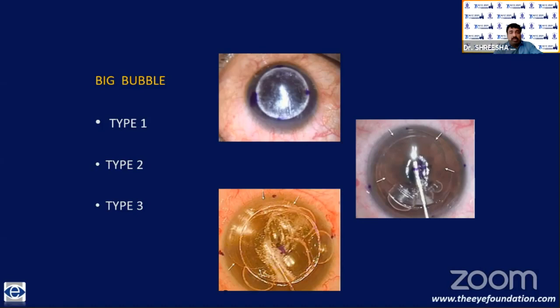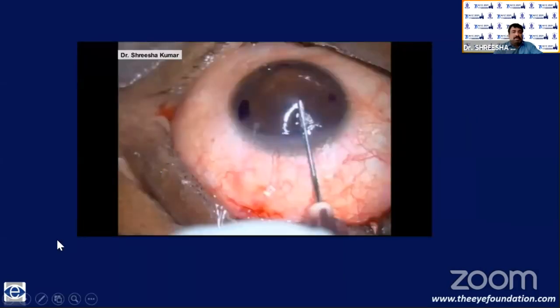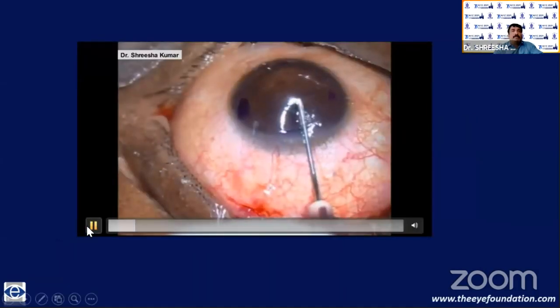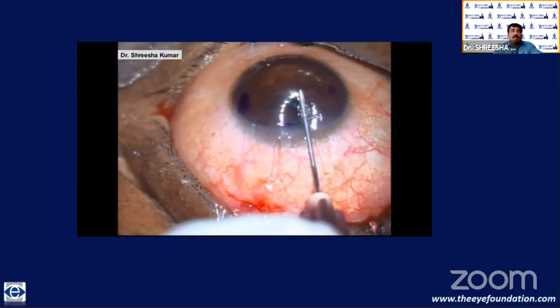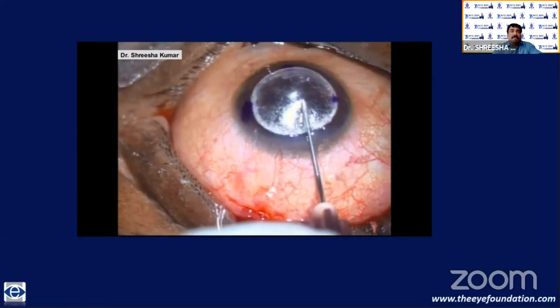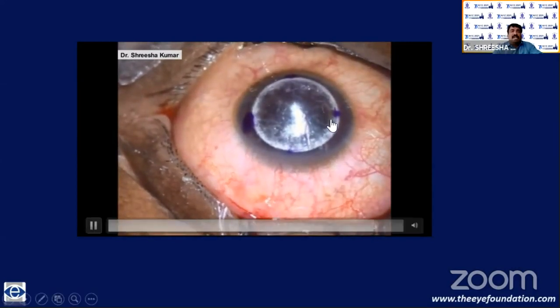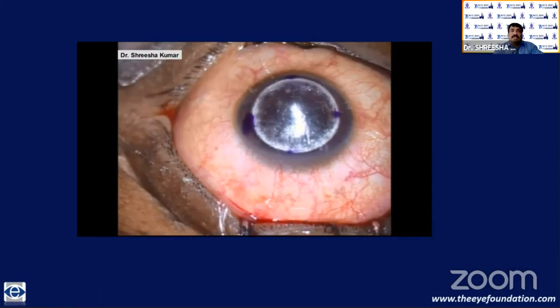So this is a type 1 big bubble. It's well circumscribed and it can go up to 8.5 millimeters in diameter. It has a white edge and it's achieved in almost 80% of the cases, and this is the preferred type of bubble in DALK. The chances of perforation with the type 1 big bubble are very less as compared to the type 2 or type 3 bubble.